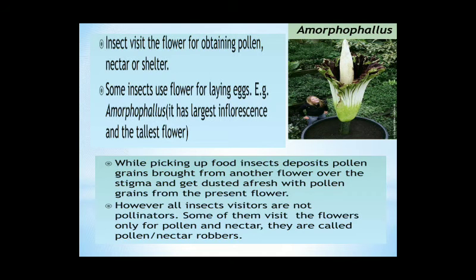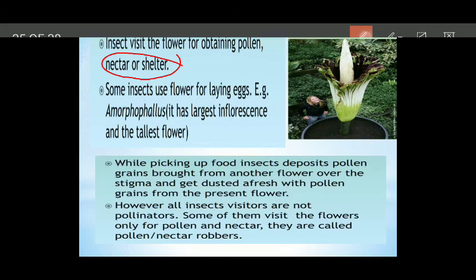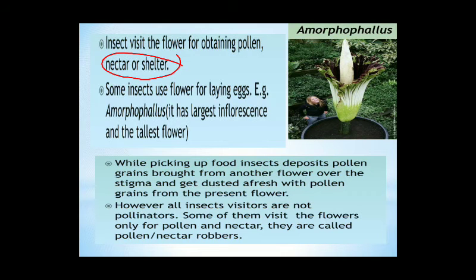Now, one very important question is why do insects visit the flowers? They cannot cause pollination free of cost. Instead, they visit the flowers for their personal interests, for their personal gains. The insects visit the flowers for obtaining pollen, nectar, or in some cases shelter. And some insects have been found to visit the flowers for laying their eggs.